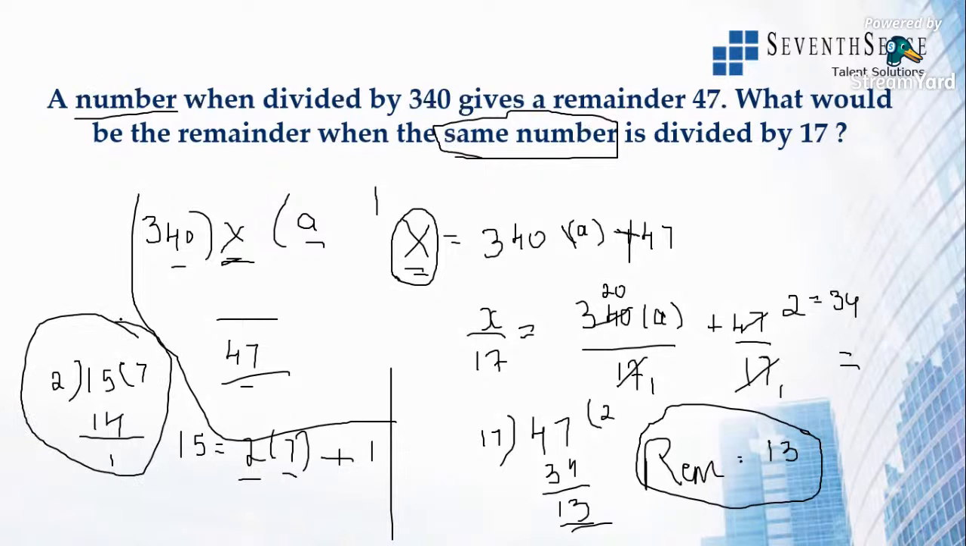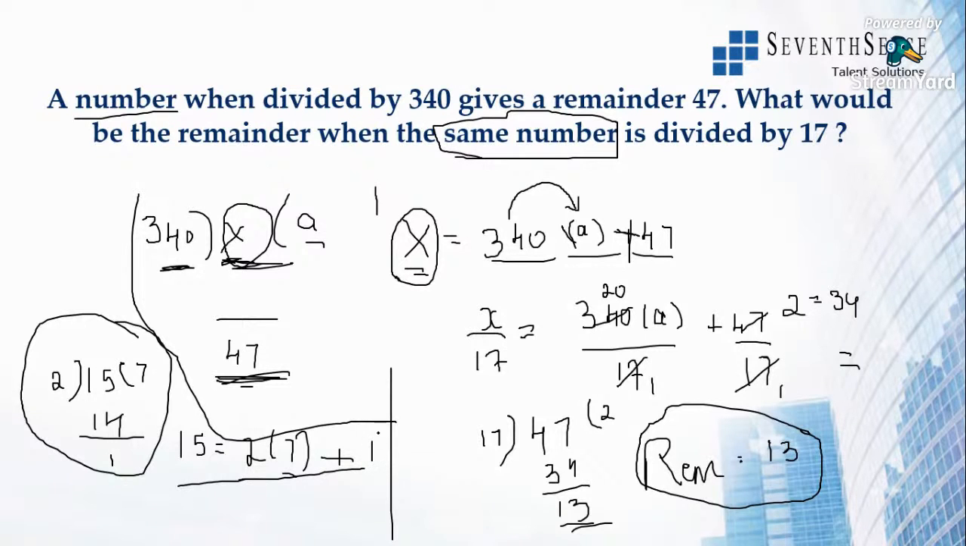You will clearly understand. When a number X is divided by 340, the remainder is 47. So X is composed of divisor, quotient, and remainder. The dividend is X, so 340 into A plus the remainder gives me the number. I told you the same way: 15 is composed of 2 into 7 plus remainder.